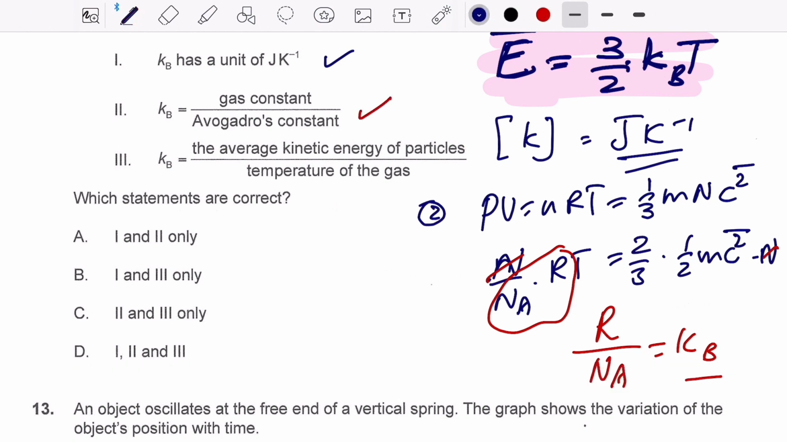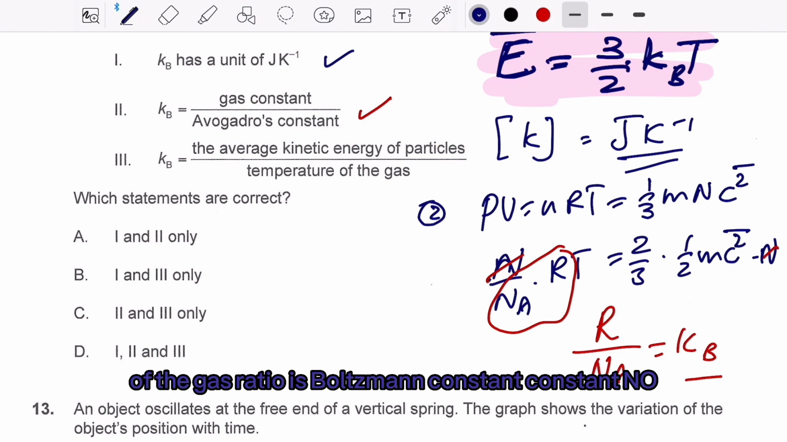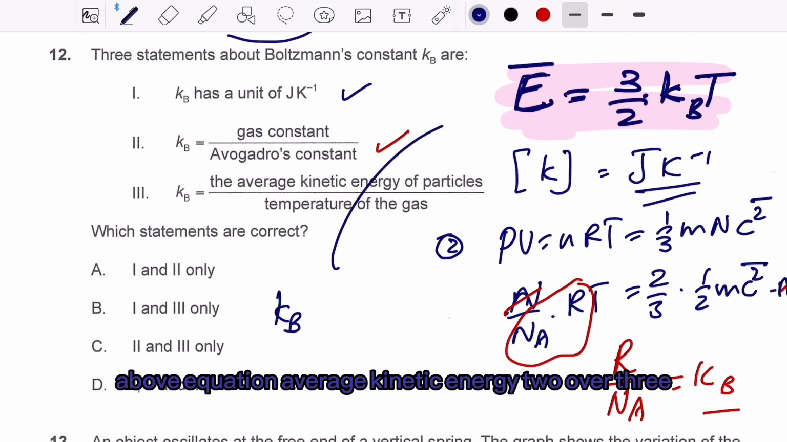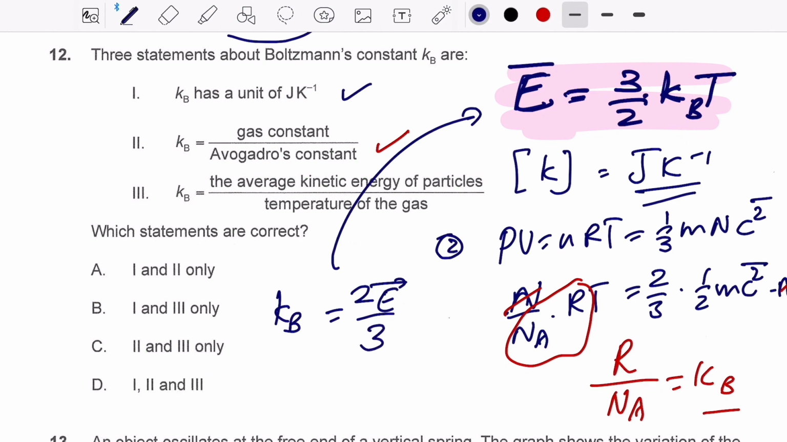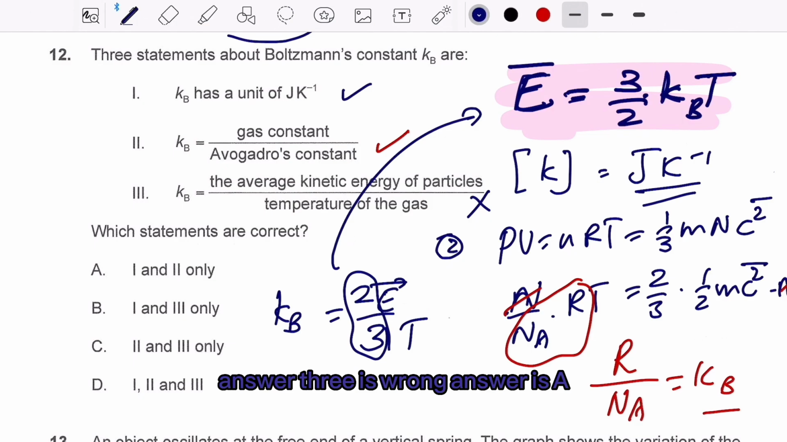We agree. Third one: the ratio of average kinetic energy of particles to temperature of the gas is the Boltzmann constant. No, from this above equation, the Boltzmann constant is the average kinetic energy divided by 3/2 times temperature. They have forgotten this part, so answer 3 is wrong. Answer is A.